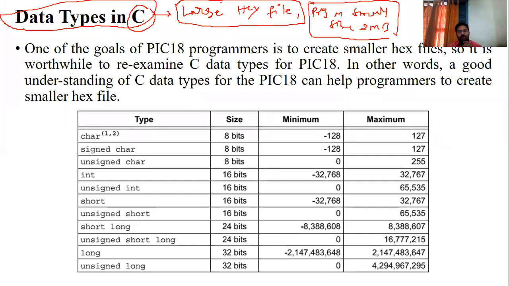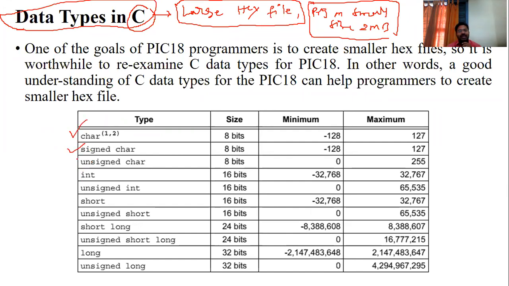So we have large HEX files and very small program memory. To reduce the HEX file size and better utilize the 2 MB memory, you have to know the different data types available in C programming. When you know the data types and how to use them, you can produce smaller HEX files to execute the program. Here are the different data types used in the C language.